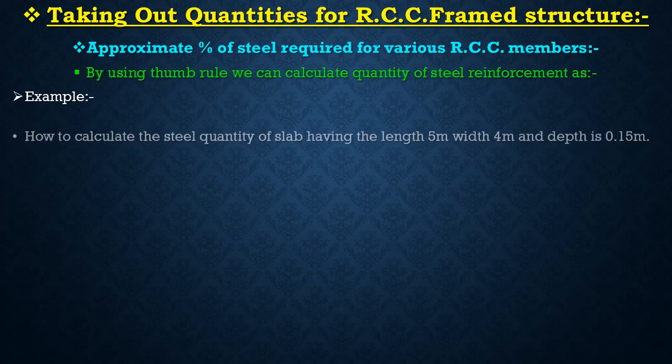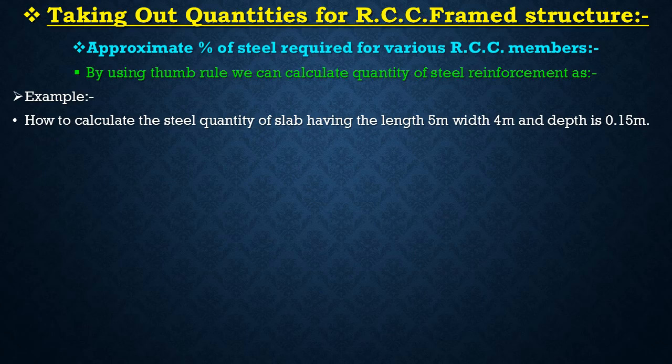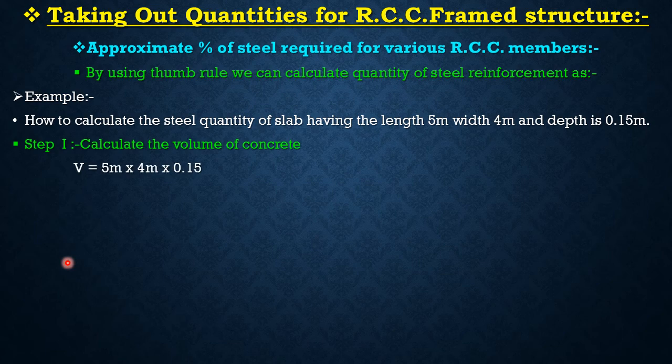The example is: how to calculate the steel quantity of a slab having length 5 meter, width 4 meter, depth 0.15 meter. First step, calculate the volume of concrete. So volume of concrete is 5 meter by 4 meter by 0.15 meter, the length, breadth and depth of the slab. Then volume of concrete is 3 cubic meter.